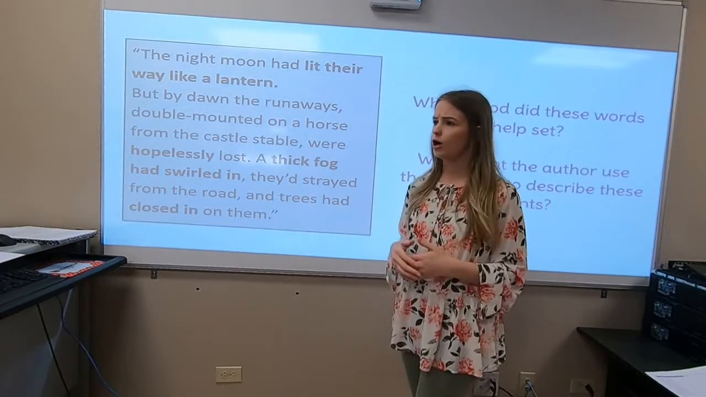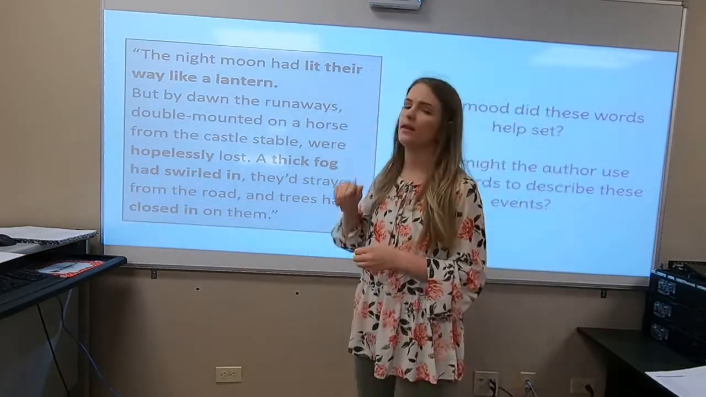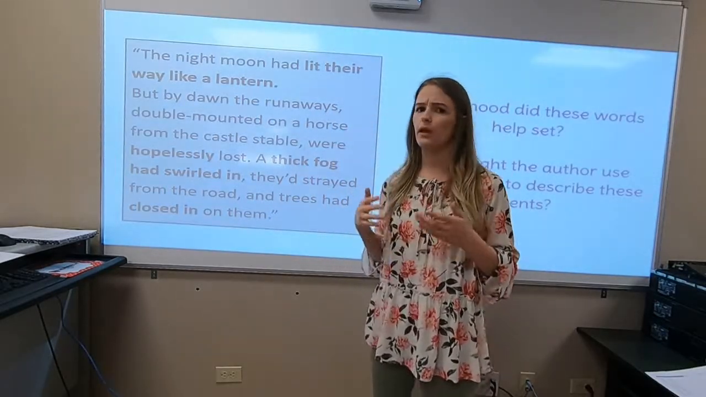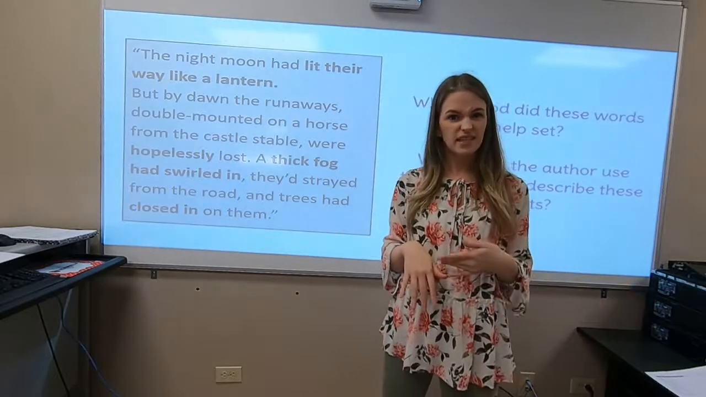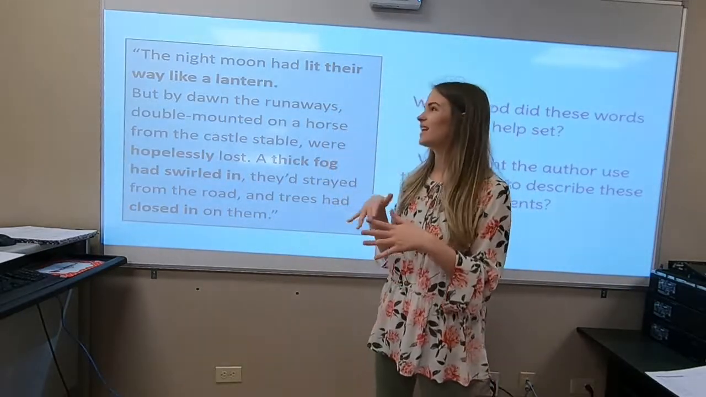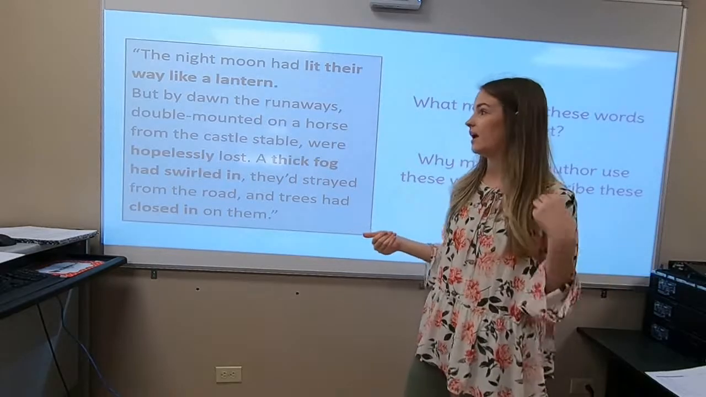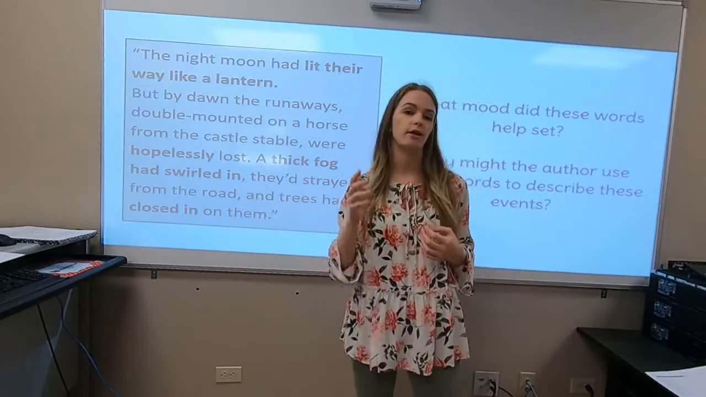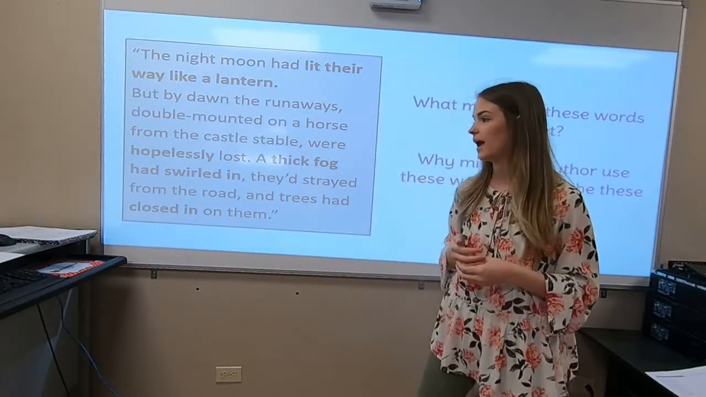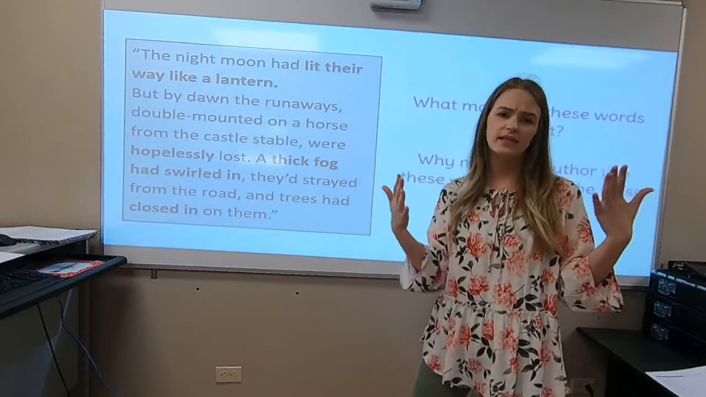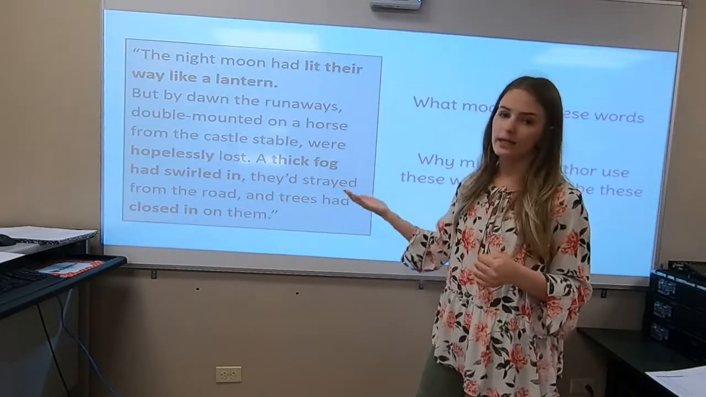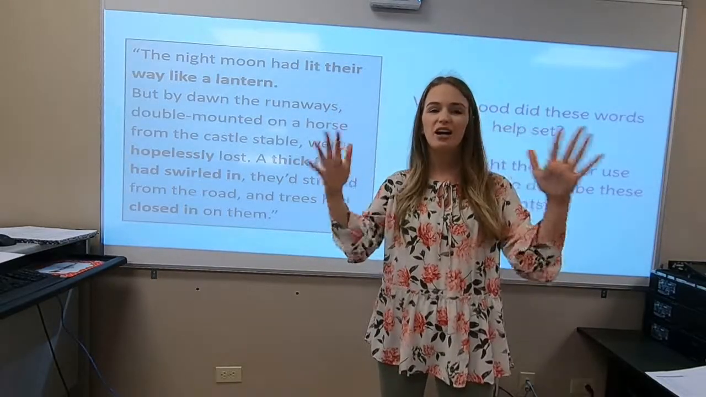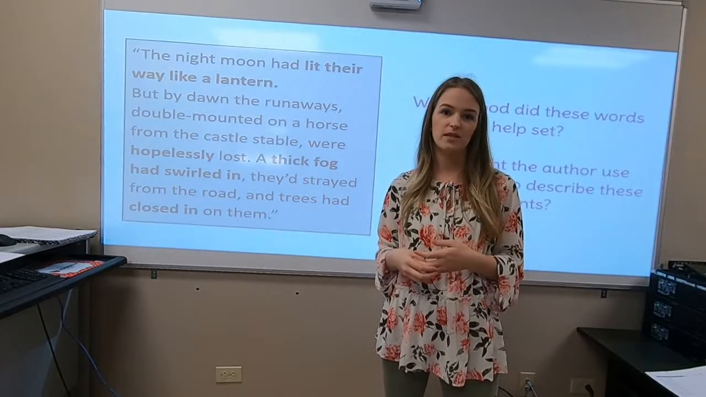Whenever I see the author say, had lit their way like a lantern, it's dark but only one light around, I know whenever I'm outside at night, that's kind of scary. So that makes me think, that's a little scary to be out in the woods at night. Then the author says that there was a thick fog swirling around Jimmy and Prince Brad. So there's fog everywhere, they can't see in front of them. And when the author says the trees closed in on them, that helps me imagine there's tons of trees all around the two boys.